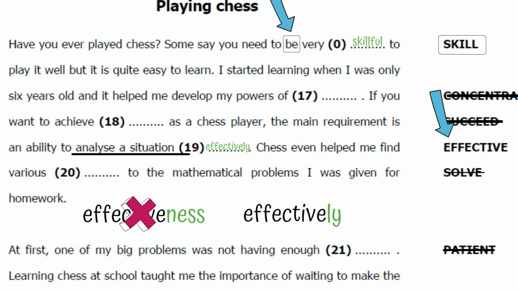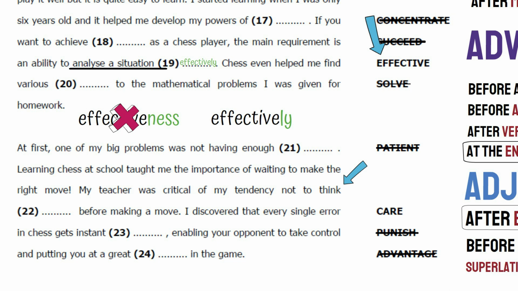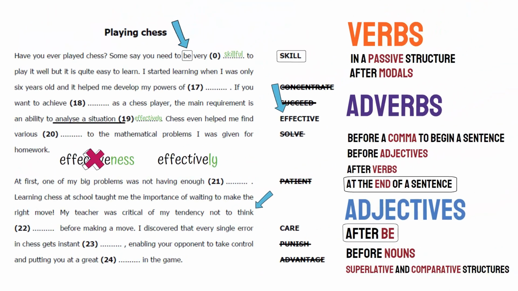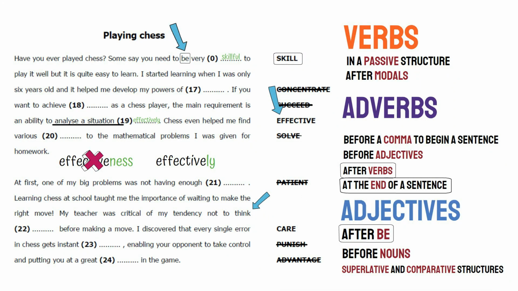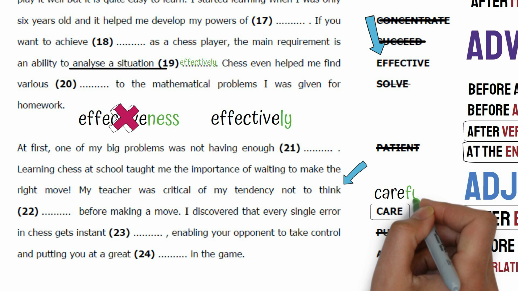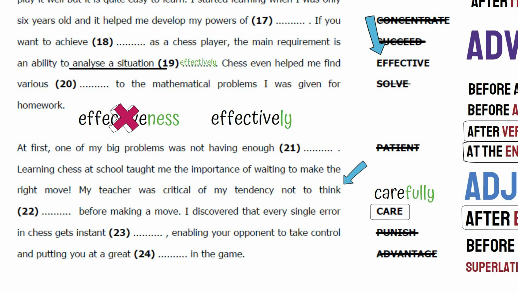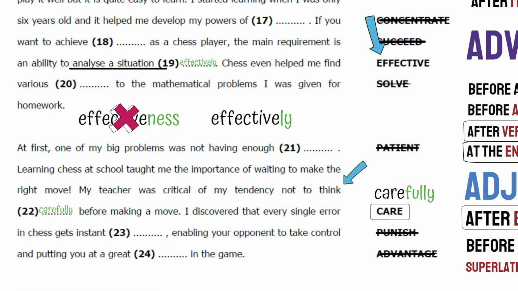And finally, let's look at number 22. Think is a verb. We already know that after verbs, we can use adverbs. Do you know the adverbial form of care? It's carefully. Does it make sense? In chess, can you think carefully before making a move? Yes. Yes, you can.